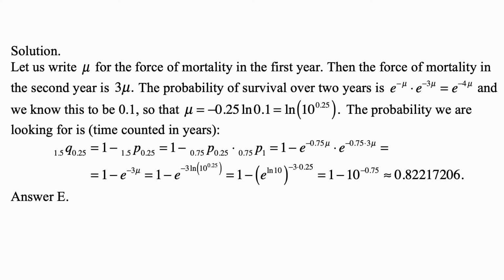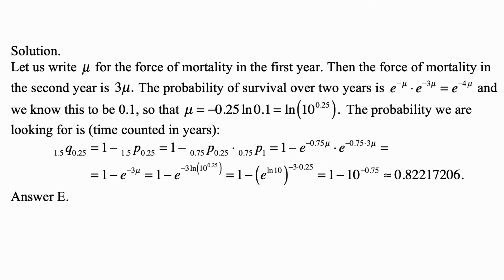The probability we are looking for, time counted in years in this, is 1.5 q 0.25. So a person who has been in the program for 0.25 years, what's the chance that this person leaves the program within the next 1.5 years? It's equal to 1 minus 1.5 p 0.25, which is 1 minus 0.75 p 0.25 times 0.75 p 1, and we separate the first and second year because the forces of mortality are different in those 2 years.